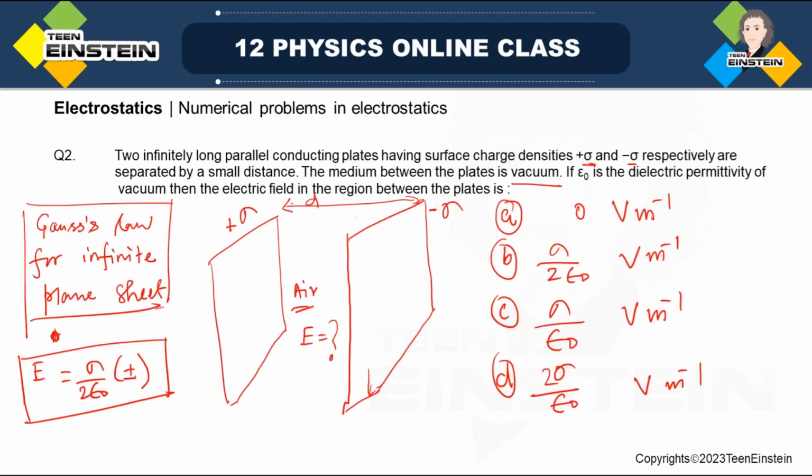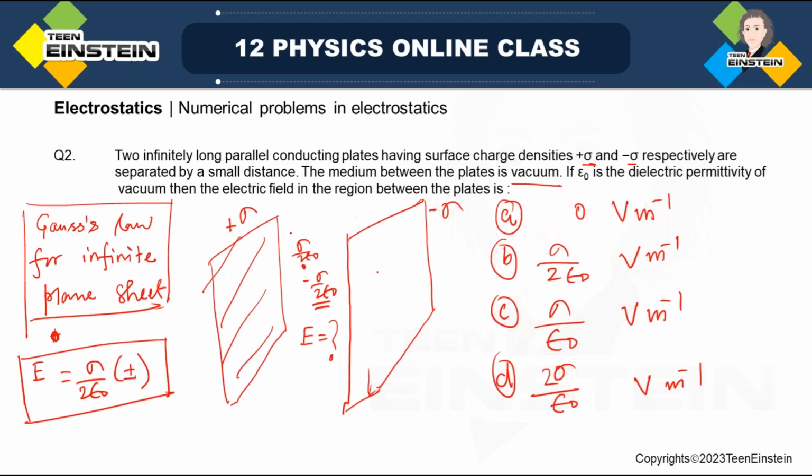Suppose both are not positively charged. One has negative charge. So at any distance, at the middle point, this positive plate will create a field sigma by 2 epsilon 0. I am just considering this point, and this negative charge will actually produce negative sigma by 2 epsilon 0.